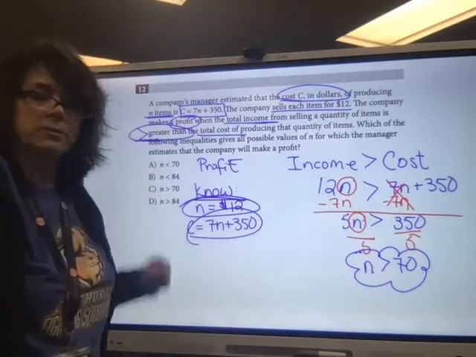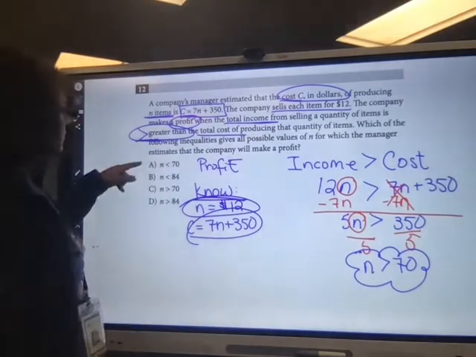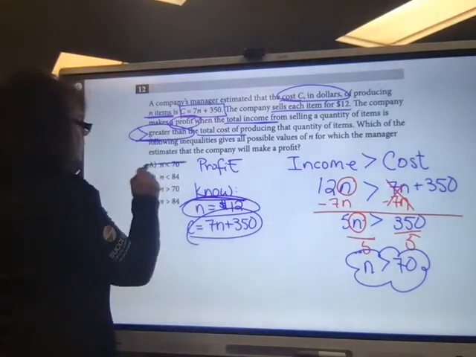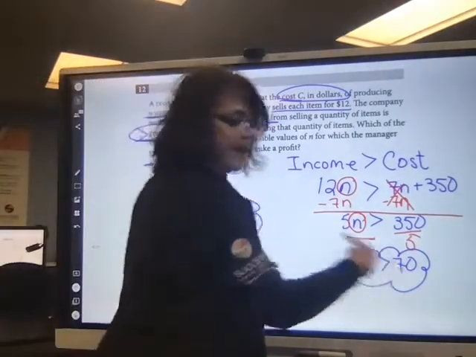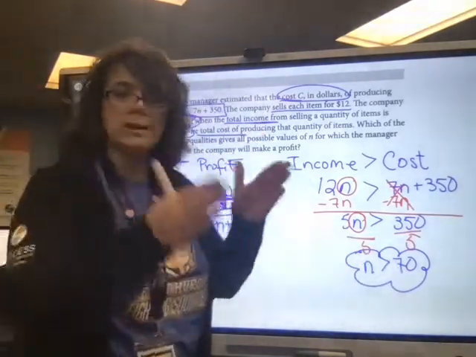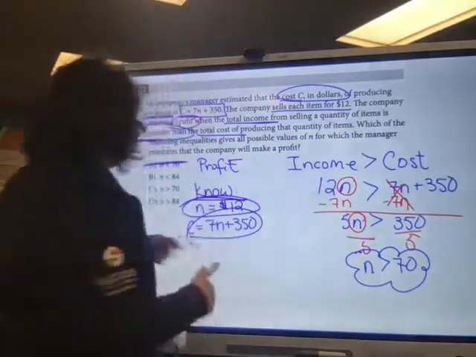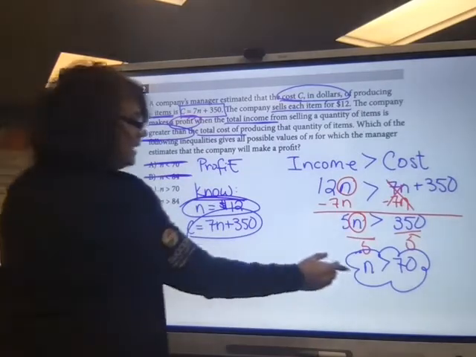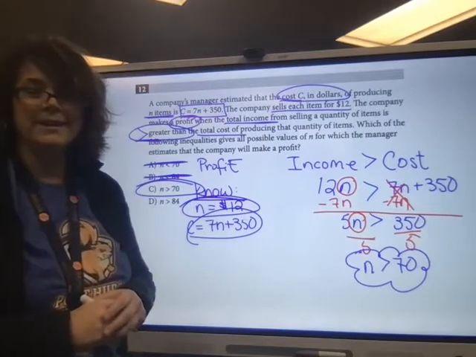Now we need to go back to our choices and find the choice that matches this. Notice A says N is less than 70. That is not what we're looking for. B says N is less than 84. While some of that is true, between 71 and 83 that would be true, higher than 83 would also be true. So B does not count either. C says N is greater than 70, which is exactly what we calculated.